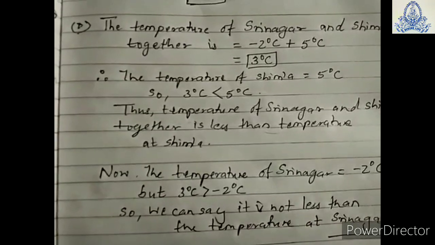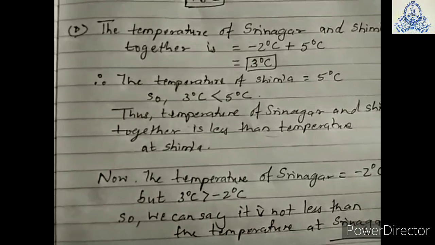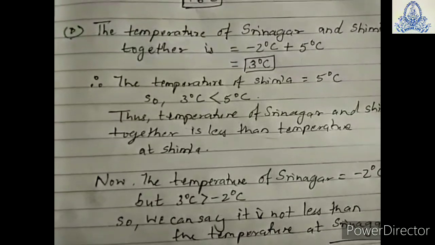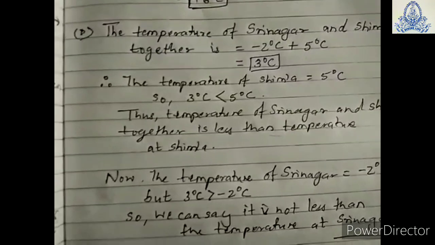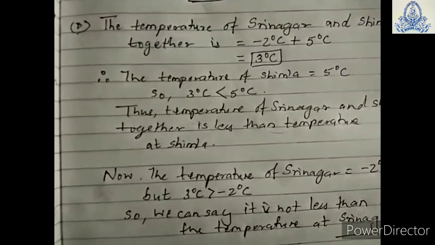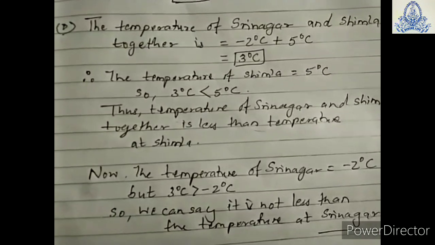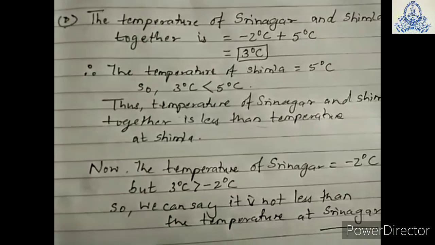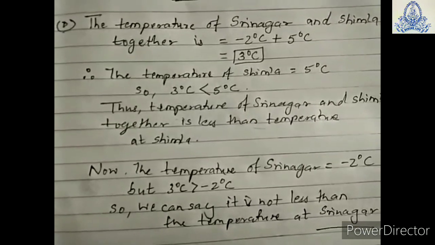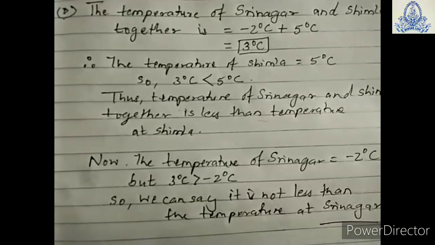So if we add both these numbers, -2 plus 5, we get +3 degrees Celsius. The temperature of Simla is plus 5 degrees Celsius. So yes, it is proved that the temperature of Srinagar and Simla together, if we add, will be less than the temperature at Simla. That is 3 degrees Celsius is less than 5 degrees Celsius. So it has been proved.